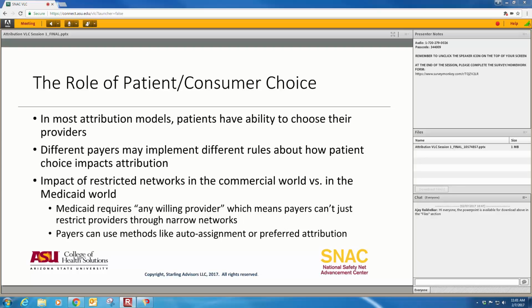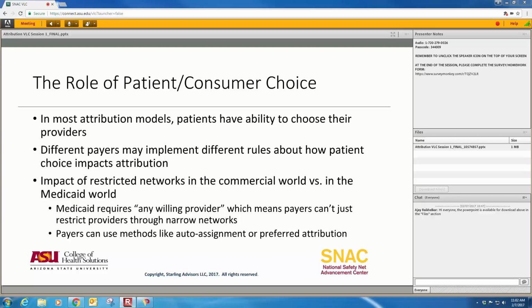So in most of the attribution models that we will face as safety net providers, the patients may be assigned to a provider or a provider organization. That doesn't necessarily mean we have any tools to force them to use that provider. So when we talk later about engagement and activation strategies, we need to come up with some ways to get them to change or modify their behavior to use appropriate settings of care. For anyone who has attempted to steer a population of patients away from emergency departments for ambulatory sensitive conditions, you know how challenging that can be.